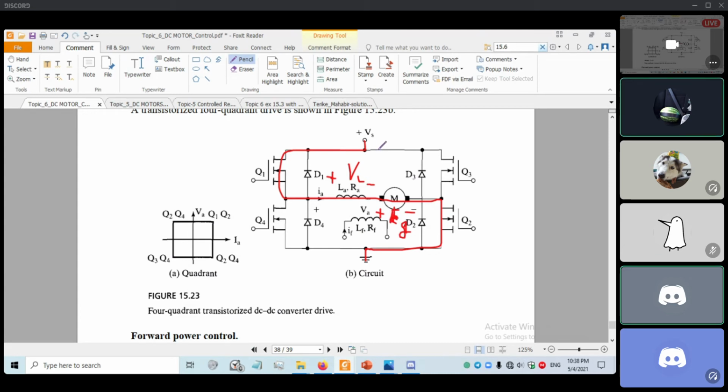VA is VS, right? Then for time 1 minus K multiplied by T, that is (1 minus K) times T, we can leave either Q2 on and Q1 off, or we can leave Q1 on and Q2 off. Let's leave Q2 on and take off Q1. And when we leave Q2 on and take off Q1, we get this circuit.